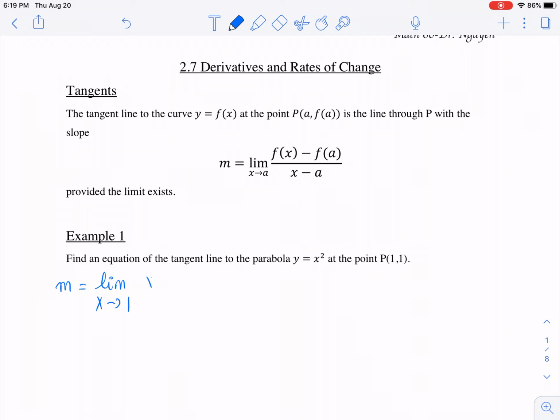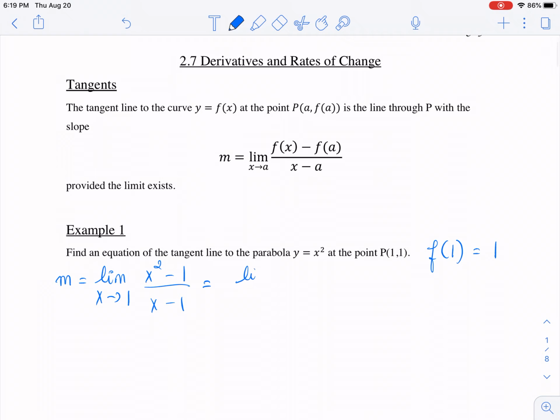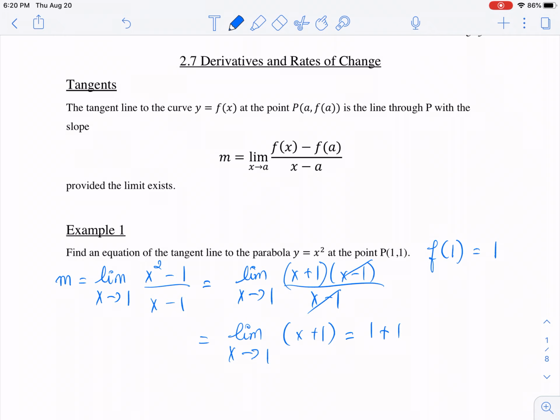f of x is x squared, minus f of 1. f of 1 is just 1. So as you can see, we have x squared minus 1 over x minus 1, which is x minus a. Make sure you don't use direct substitution right away, because if you plug in 1 minus 1, it's going to be 0 on the bottom. We don't want that. So first, let's factor it. After I simplify, I end up with the limit as x approaches 1 of x plus 1, which is 1 plus 1, which is 2.